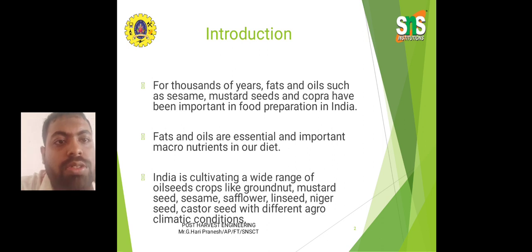Introduction. For thousands of years, fats and oils such as sesame, mustard seeds and copra have been an important ingredient in the preparation of food in India. Fats and oils contain triglycerides and they are essential and important macronutrients in our diet. India is cultivating a wide range of oil seeds like groundnut, mustard seed, sesame, safflower, linseed, niger, castor seed with different agroclimatic conditions.